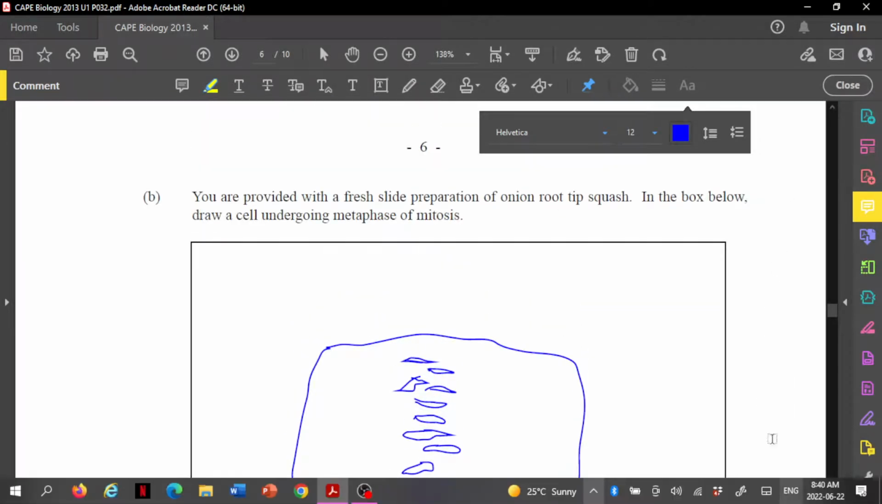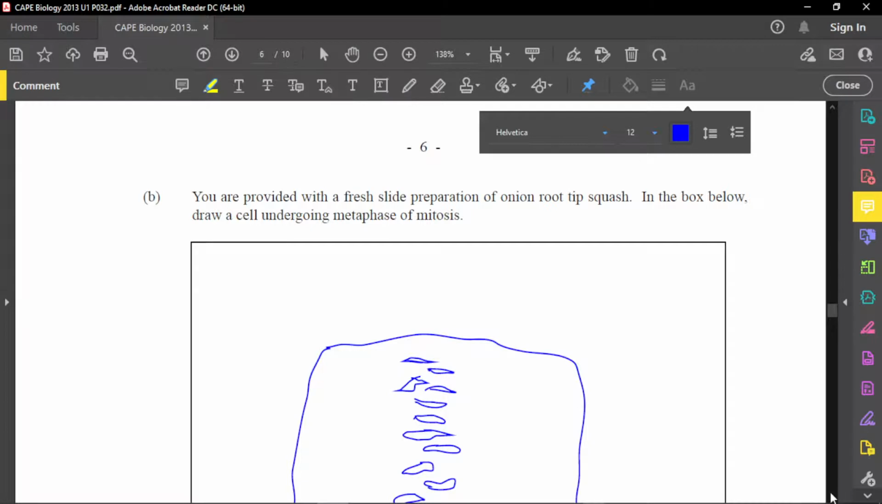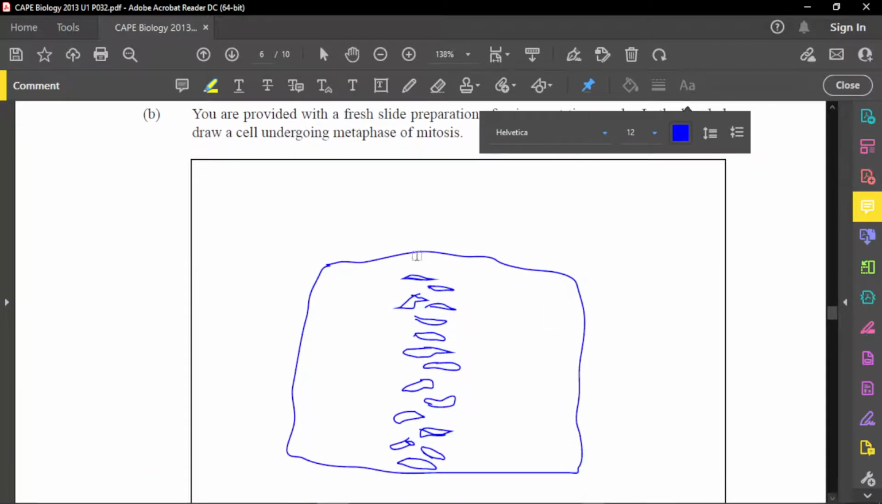What I want you to do when you're doing diagrams is please label. So you're going to label the metaphase plate, you're going to label the cell, you're going to label the chromosomes, you're going to annotate your diagrams. Please do not just draw a diagram and expect to get 5 marks. All right, so please annotate it. Draw your cell wall. So write the cell wall, write the metaphase plate, write the chromosomes.